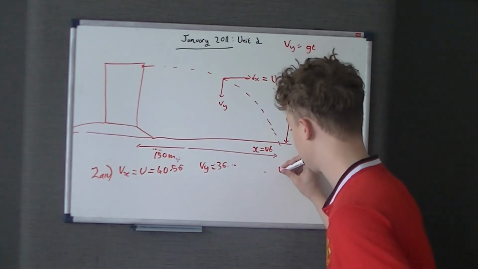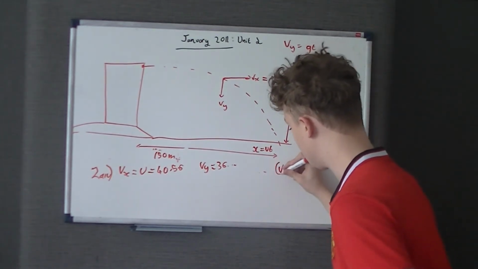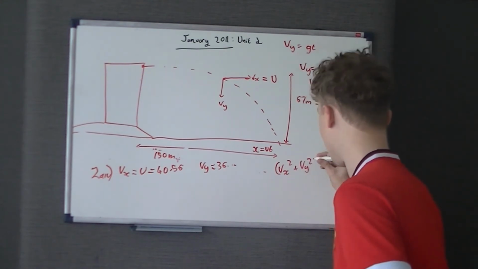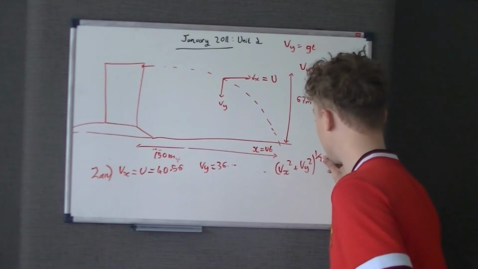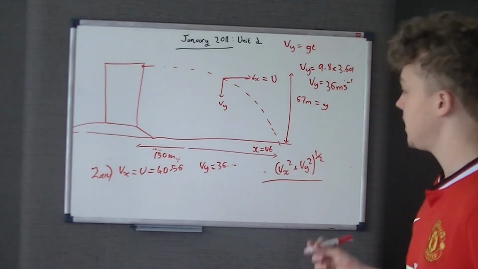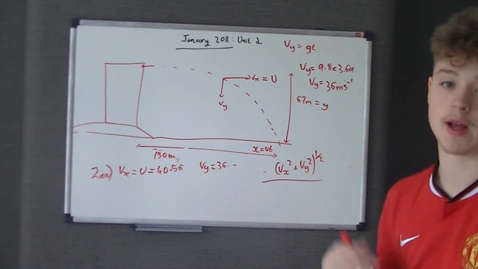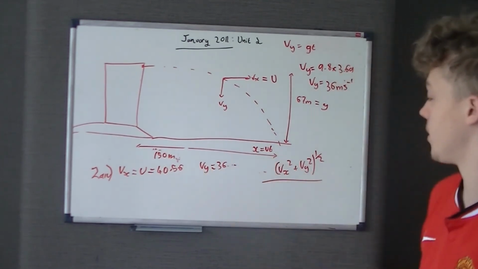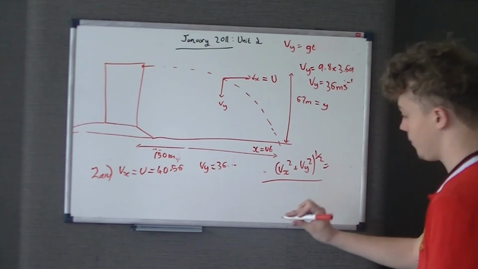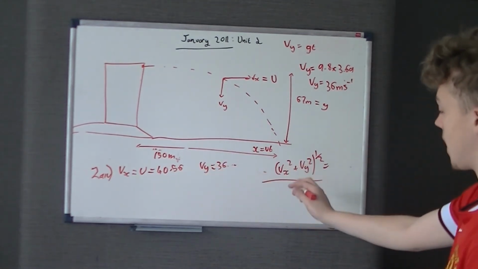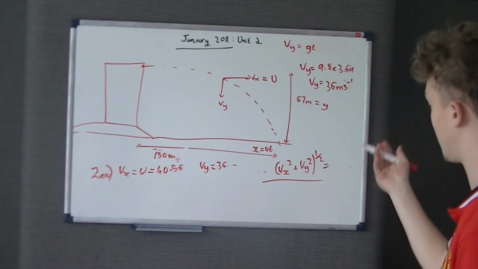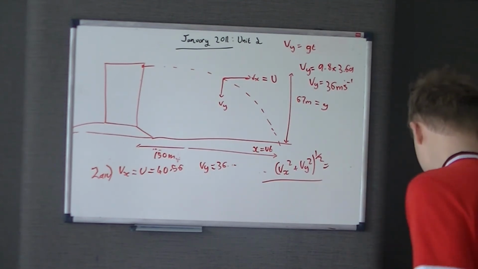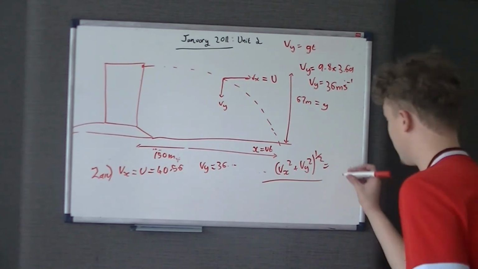So a correct way of writing it is v subscript x squared plus v subscript y squared, all to the power of a half. So basically it's the square root of Vx squared plus Vy squared. If we substitute those values in, I'm not going to do it, but 40.56 squared plus 36 squared, square root that, you should get 54 meters a second.